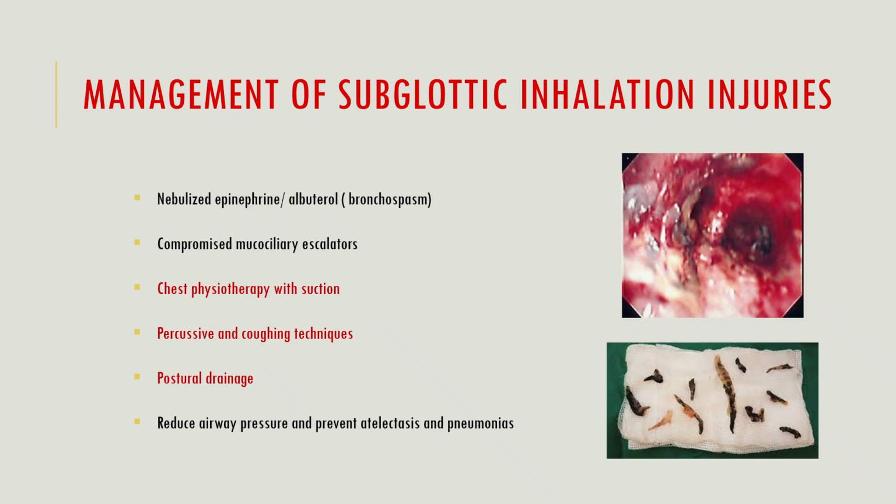You can also add nebulized epinephrine or albuterol to improve the bronchospasm. And as you know, there is compromise in the mucociliary escalator; this will also improve that function. In case you are unable to do repeated bronchoalveolar lavage, you can try chest physiotherapy with suction. There are various techniques like percussive techniques along with cuffing techniques which can help to mobilize these inspissated mucus secretions in the chest, and you can also opt for postural drainage. The primary aim is to reduce the airway pressure and prevent atelectasis, pneumonias, ARDS, etc.